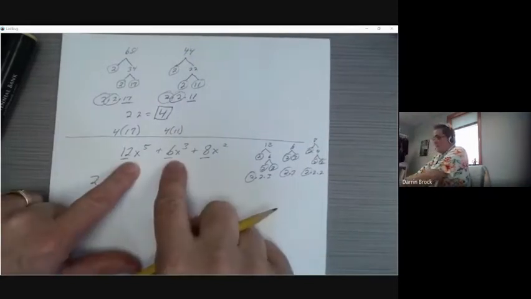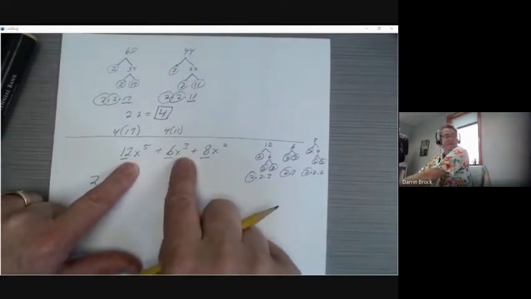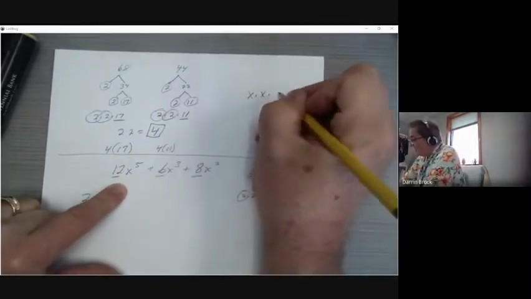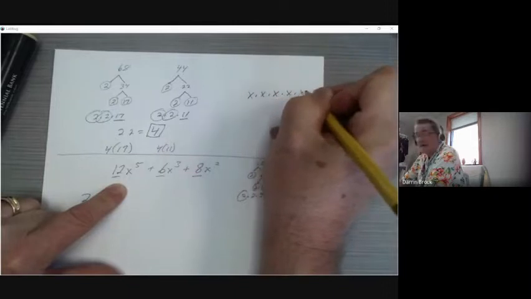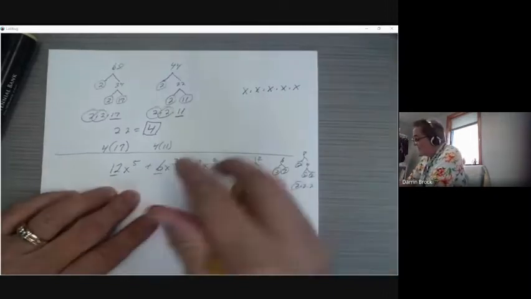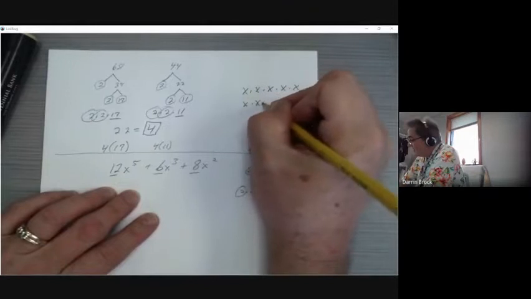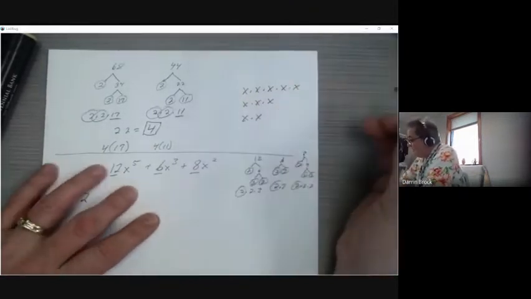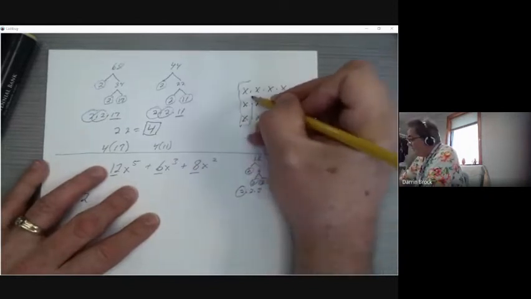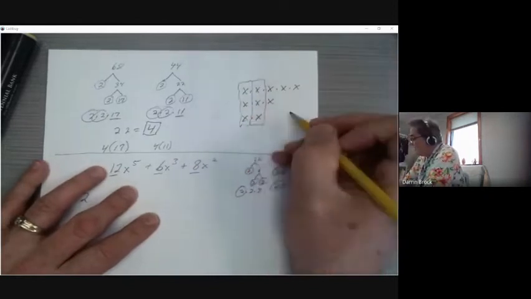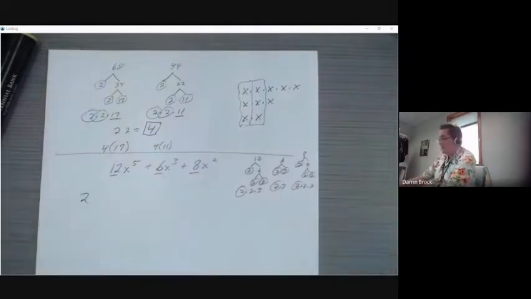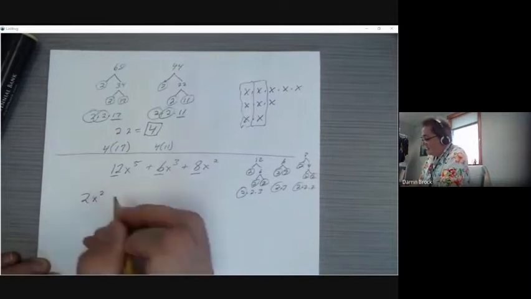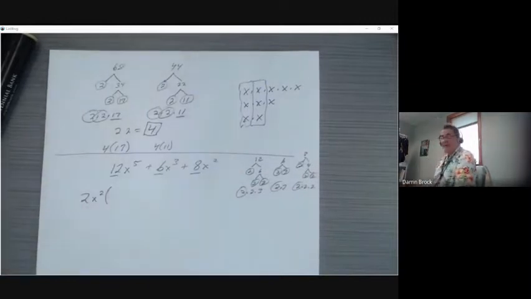Now, what can we factor out? x to the fifth, x to the third, x squared. Well, x to the fifth is x times x times x times x times x, right? That's 5 x's. x to the third is x times x times x, and x squared is x times x. So they all have one x, and they all have a second x, and that's it. That's all I can factor out. I can factor out x times x, which is x squared. So that is all I can factor out of that.